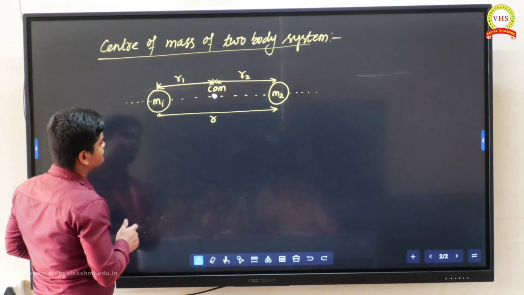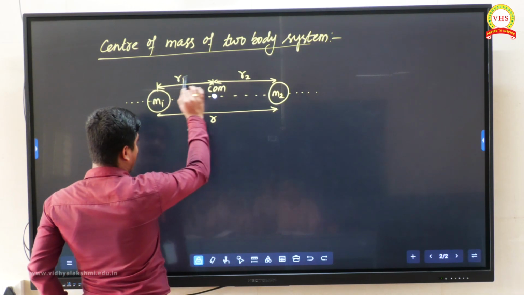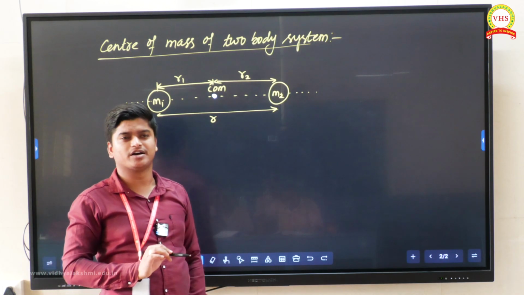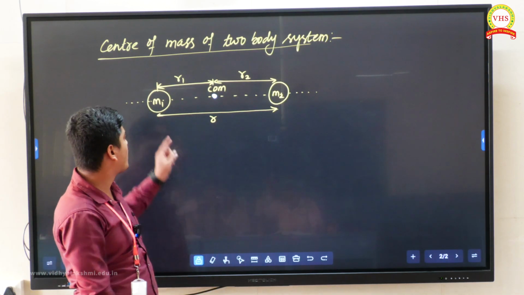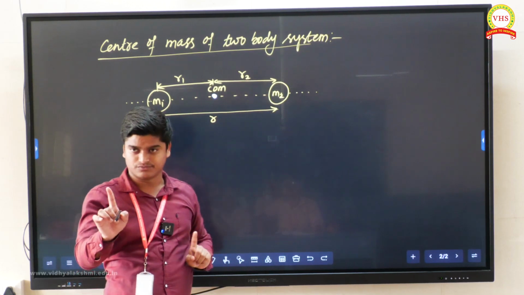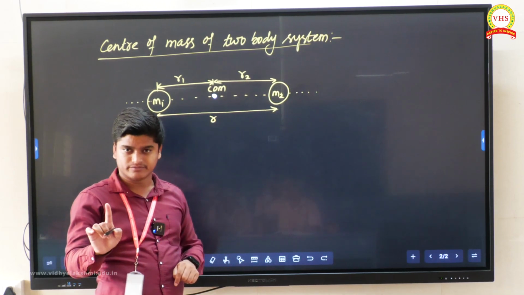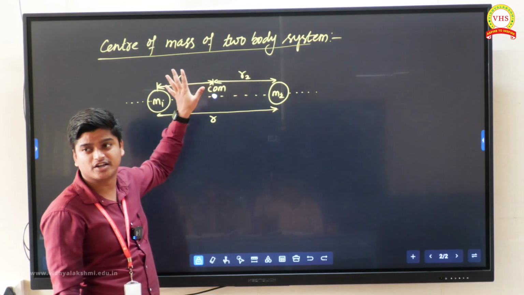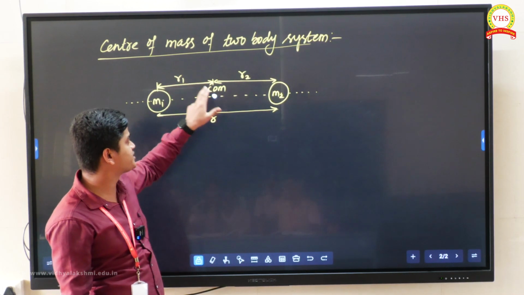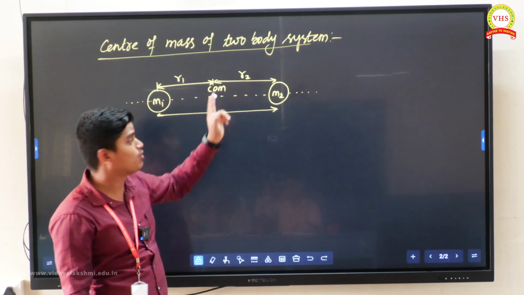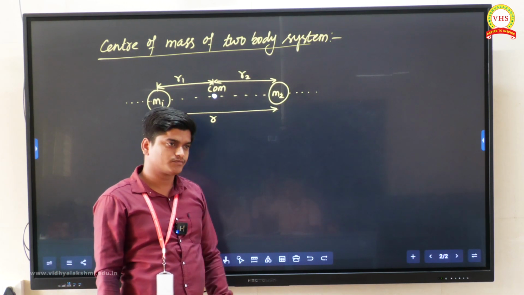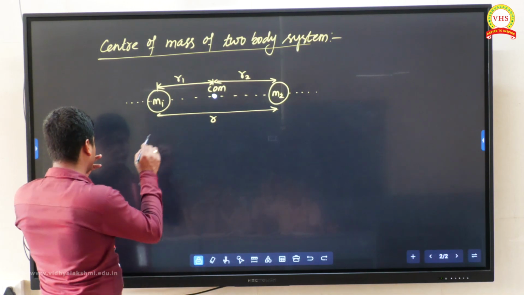Now, next, I want to find R1 and R2. Why do I have to find R1 and R2? Because in the exam, questions will be there. Maybe M1, M2 they will give, the R value they will give. But they'll ask what is the distance of the center of mass from M1, or what is the distance of the center of mass from M2? So first let's write what each of these is.